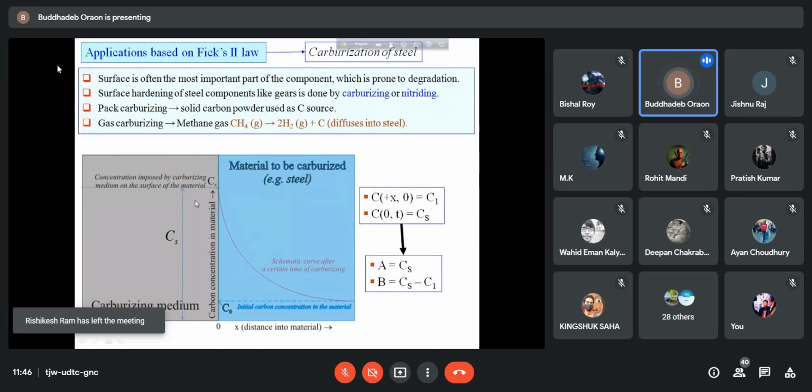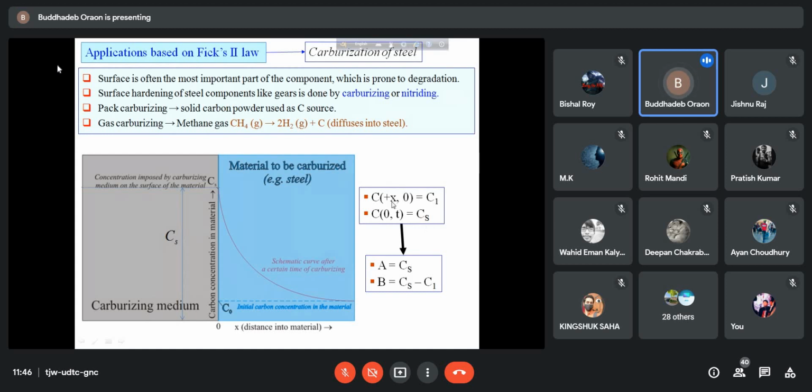Now for this process, if you want to write the boundary conditions, we can write that when X equal to 0, and T has any value, then the concentration is CS. This is the boundary condition: X equal to 0, and T for any value, we have the value of concentration equal to CS.